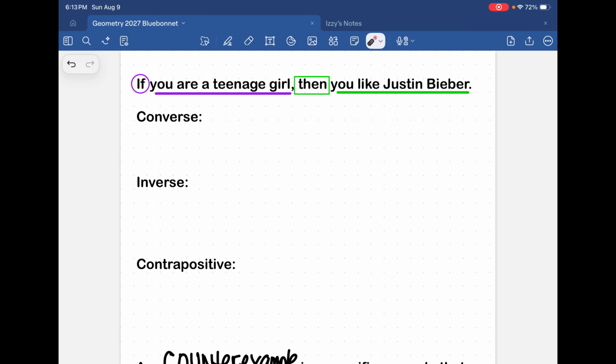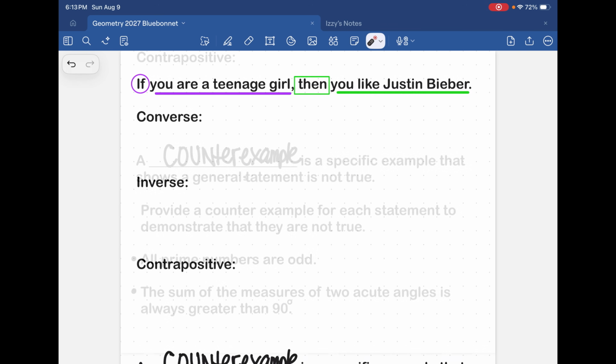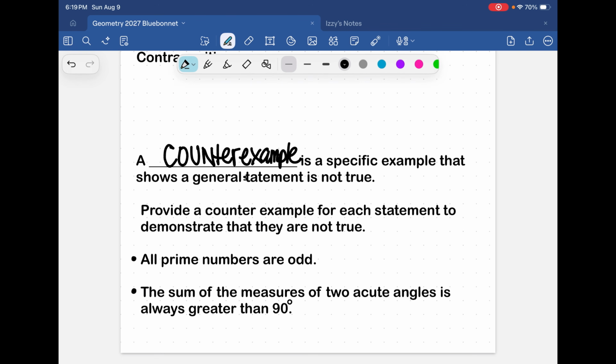To be a counterexample, the converse must stay true. So you have to be a teenage girl, okay? But you don't like Justin Bieber. Then you would be a counterexample. Now you could use someone very specific. Let's take a look at these two counterexample statements right here.